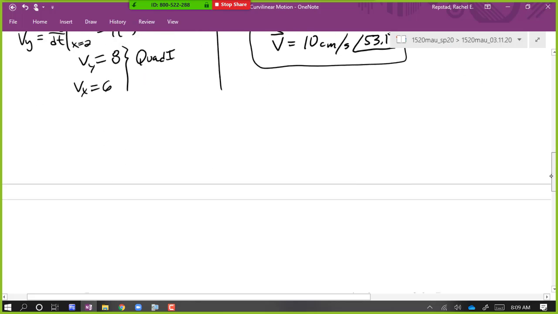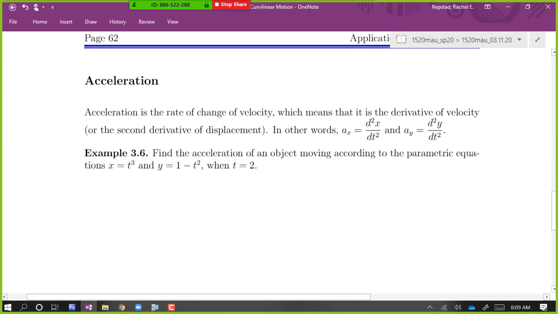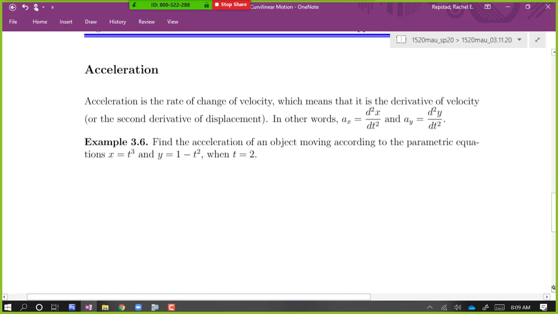All right, so moving on. In curvilinear motion, we've been finding velocity vectors. We can also find acceleration vectors. A vector is anything with magnitude and direction. So acceleration has magnitude and direction. It is the rate of change of velocity. And so that means that if we have x and y functions, when we find the components for the acceleration, we're going to be looking at the second derivative with respect to time to get those components.